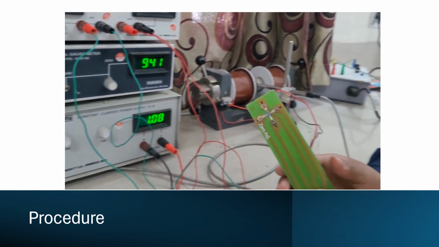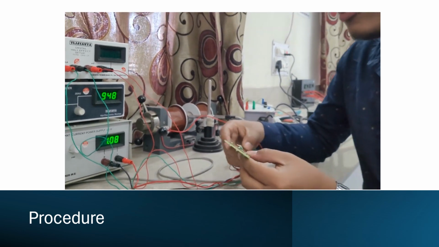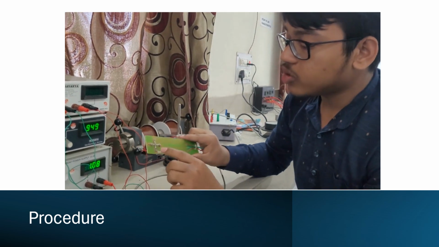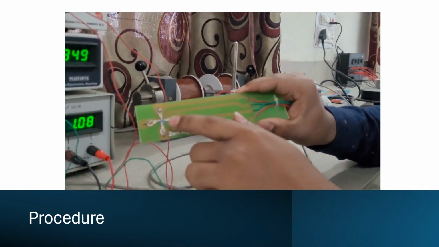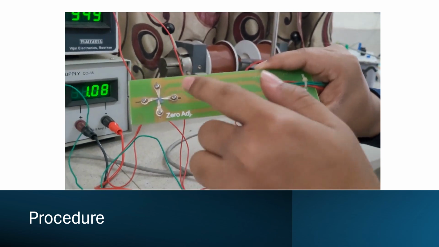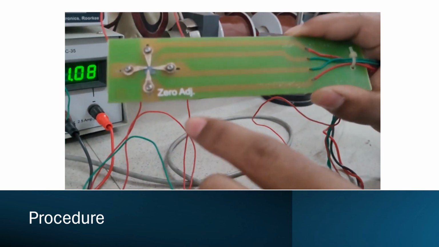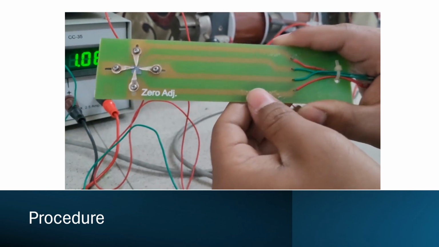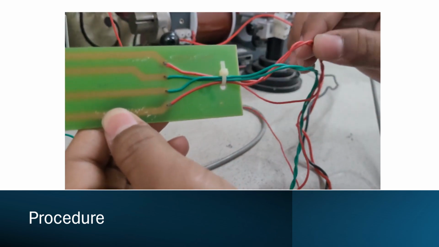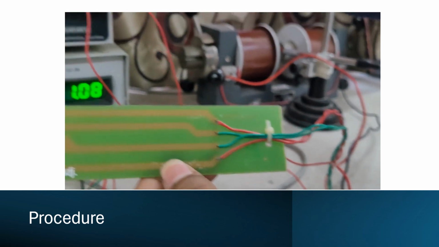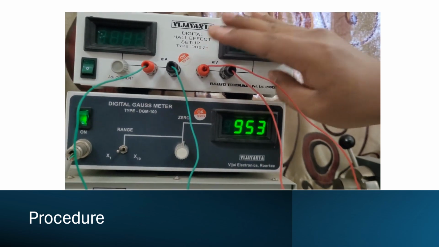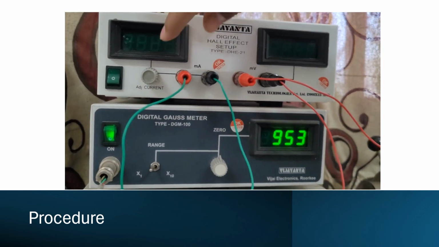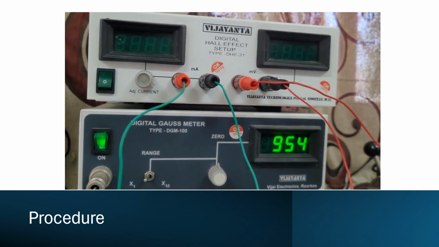So for the second part of the experiment, let me describe the Hall probe. For the Hall probe, as you can see, there is the semiconductor of length L, thickness T and width B, and there are two types of connection. One is lengthwise connection and one is breadthwise connection. For the breadthwise connection, as you can see, there are two red wires which are connected to the voltmeter of the digital Hall effect setup. And for the lengthwise connection, we have two green wires that are connected to the ammeter of the digital Hall effect setup.